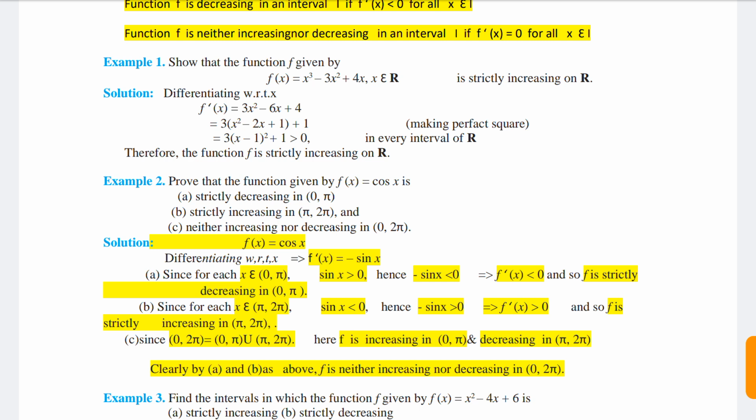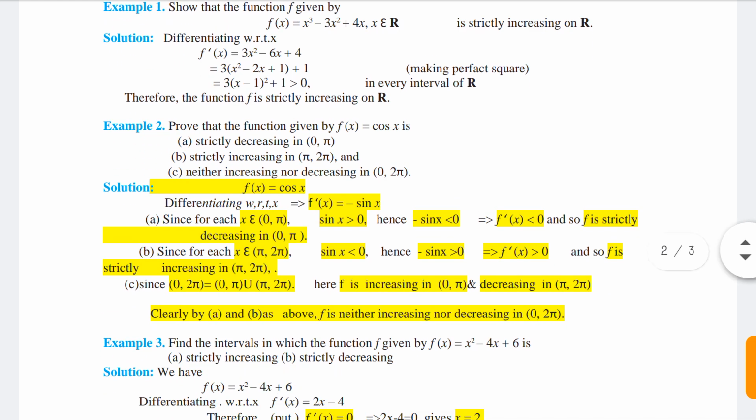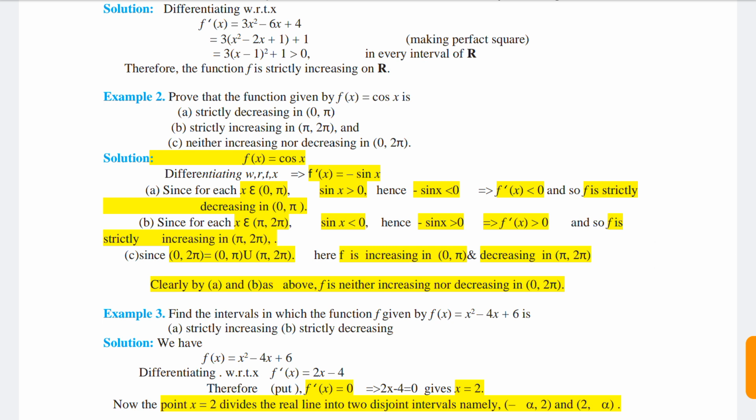Now another interval is pi to 2 pi. So we take some value from the interval pi to 2 pi. It is the third quadrant and fourth quadrant, in which sin x is always negative, always less than 0. So -sin x will always be positive. Minus minus will give you positive. Hence f'(x) is always positive, greater than 0. So in this interval, the function is strictly increasing.